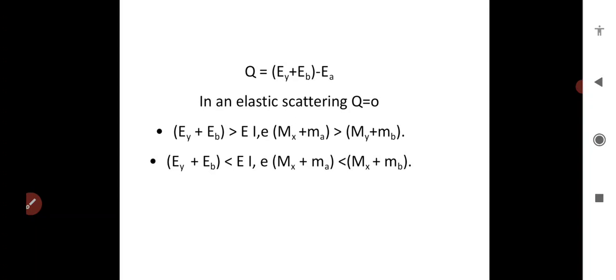In this case, only two conditions. One is exergic reactions. In this case, energy is released during nuclear reactions. And second case is endergic reactions. In this case, energy must be supplied to bring about the nuclear reactions. That is endergic reactions.